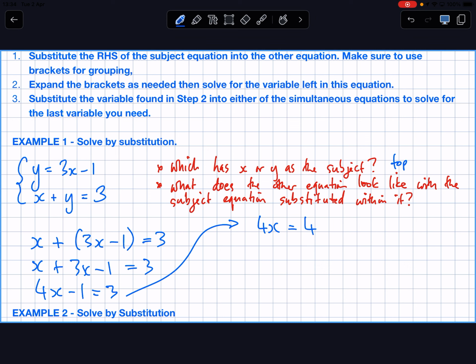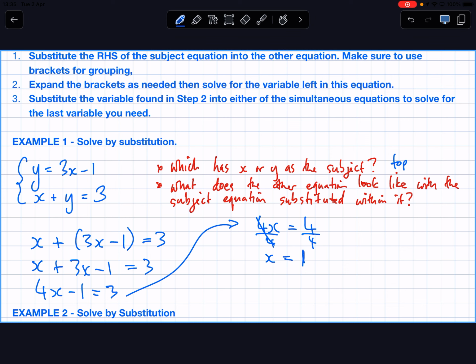What's the 4 doing to x? So what's the opposite of that? Divide both sides by 4. 4 over 4 cancels. x is equal to 1. Is that the answer to the question in a simultaneous equation? x is equal to 1. Oh, sorry. You got me.